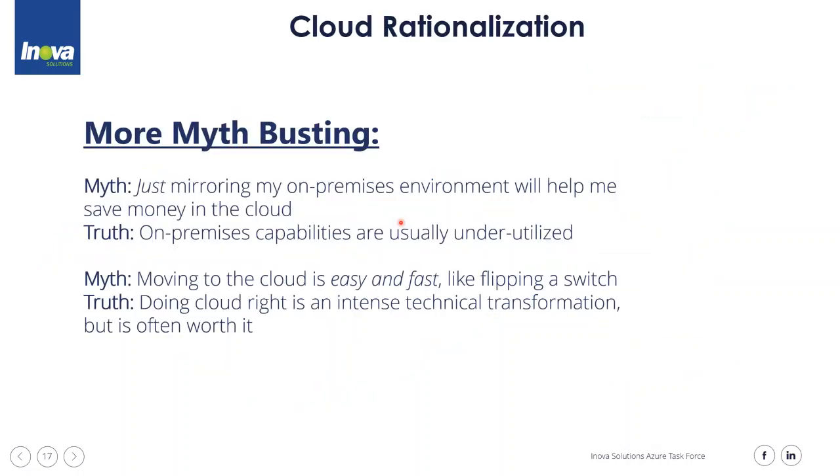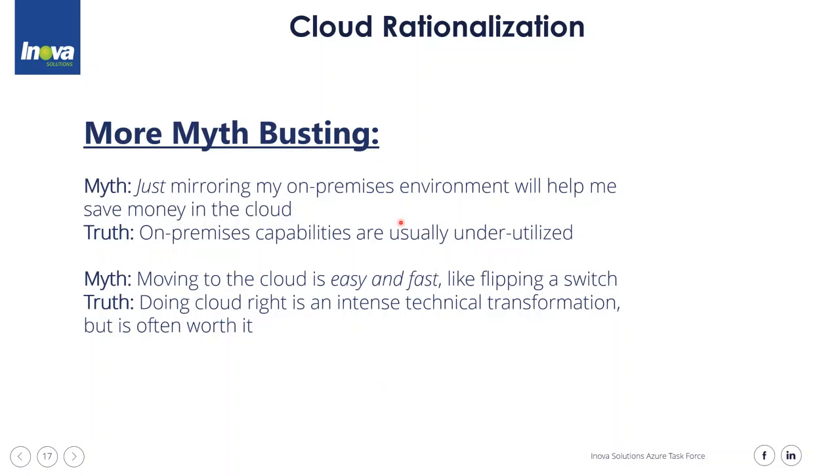Because it's easy to think that by mirroring your on-premise environment, so by adopting more of a migrate approach, that's going to be the best way for me to just get on the cloud and start saving money. But that's not necessarily true. What we find most of the time, in fact, more than 50% of the time, is that our hardware is usually very unused.